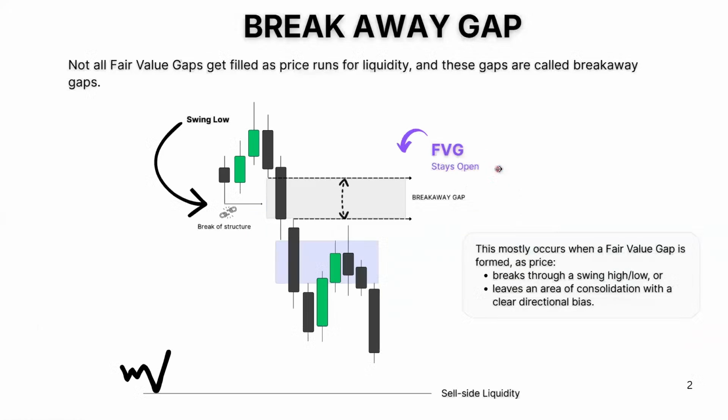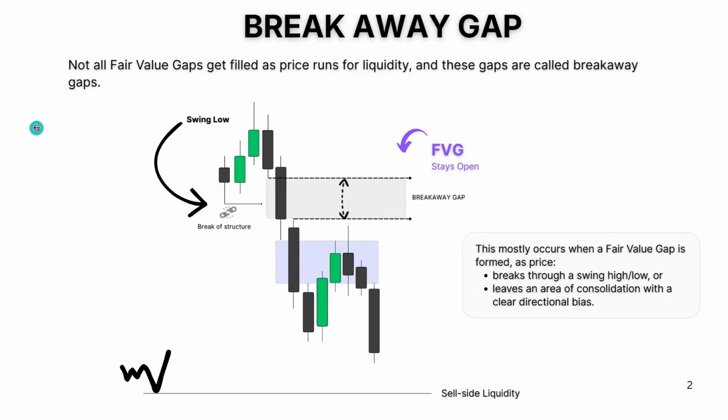Now, moving forward, I'll need to point your attention to the fact that not all fair value gaps get filled as price runs for liquidity, and these gaps are called the breakaway gap. Now, usually every area of inefficiency gets filled, but when you talk about the breakaway gap, it all has to do with timing. When does it get filled? Before moving forward, I still need to explain one more concept, the institutional order flow, so we can get a better understanding of how the breakaway gap relates with time.